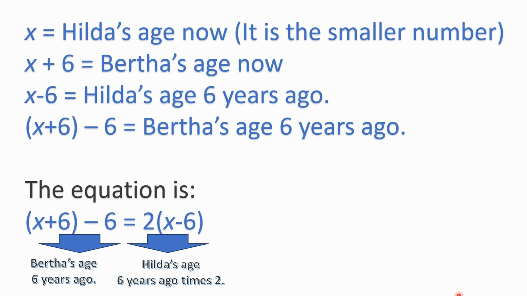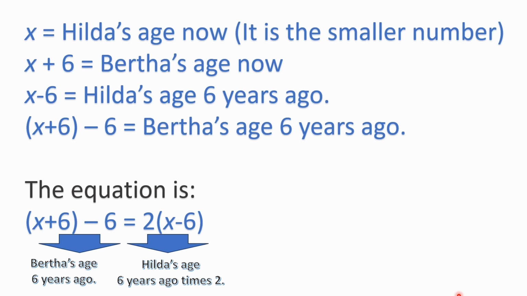Now, as far as 6 years ago, Hilda's age 6 years ago would be x minus 6. So if Hilda's x years old now, she would have been x minus 6, 6 years ago. And for Bertha, we said Bertha's age now is x plus 6. Well, 6 years ago, Bertha would be x plus 6 minus 6, or basically that works out to x when you simplify it down.